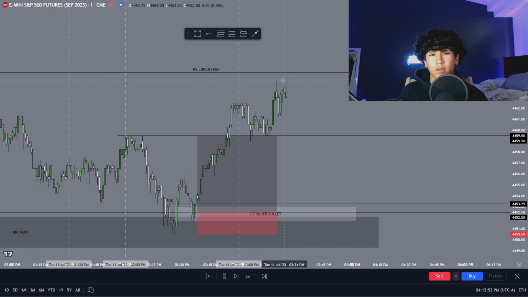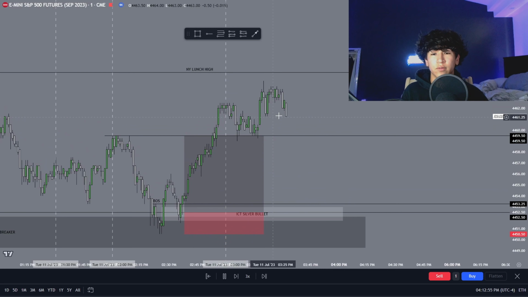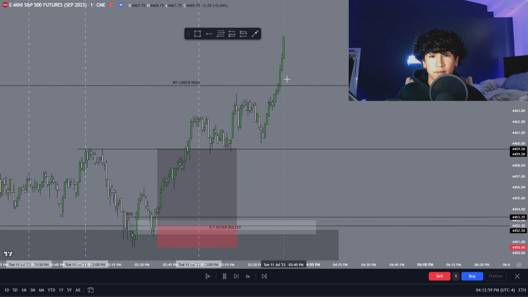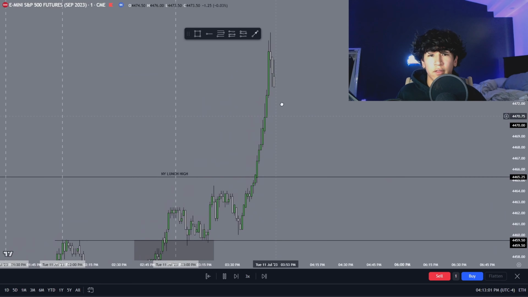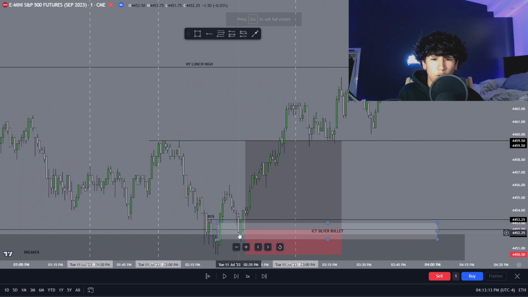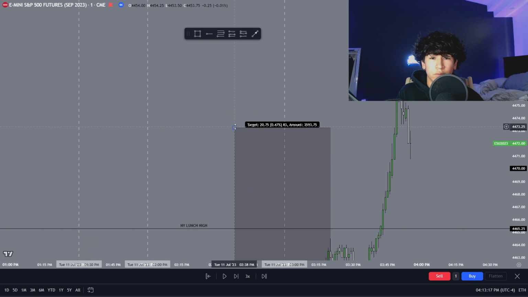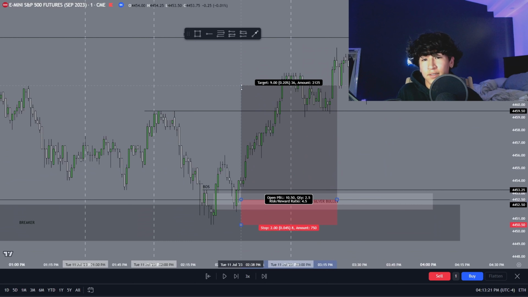And this was a great setup. It was very little drawdown ever, and it finally even goes even higher than that. So we got a crazy good fill down here. It went all the way to about 26 handles, so that is insane.